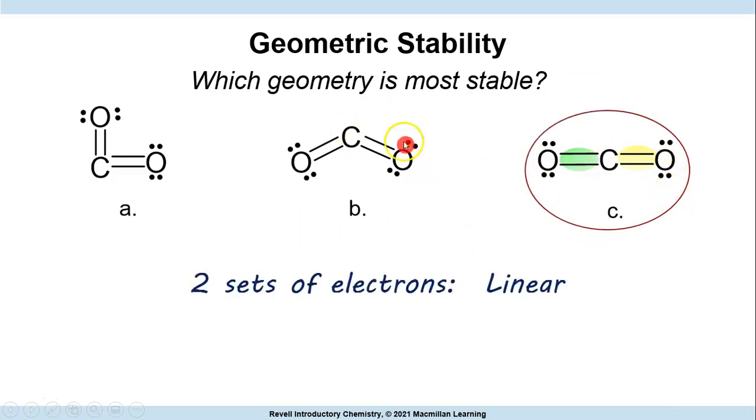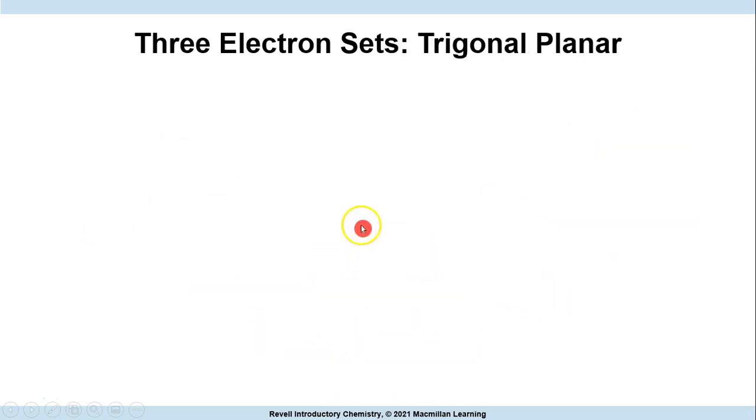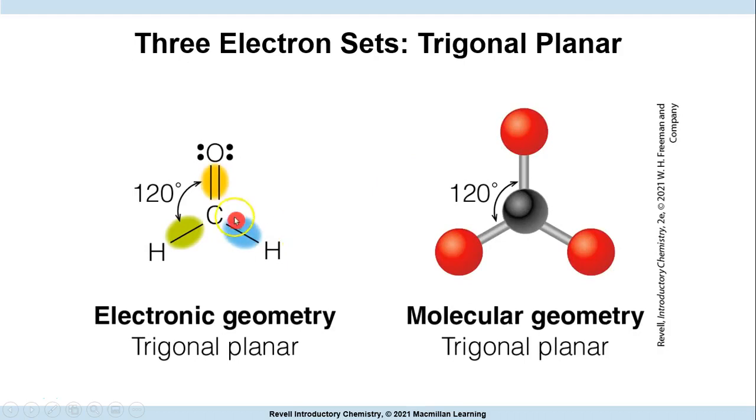Now, in each of them, there are 2 sets of electrons, so the shape is linear. And this is what you get from here. Now, let's look at a case where we have 3 electron sets. When we have 3 electron sets, the shape is trigonal planar, because all the bonds or the lone pairs are on the same plane.